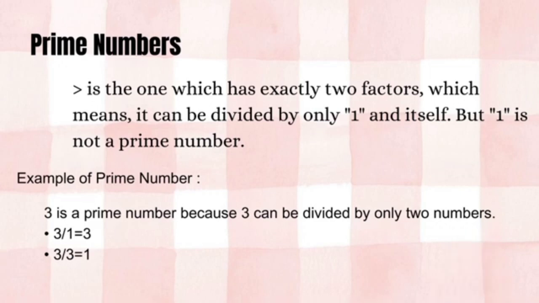Example of a prime number: 3 is a prime number because 3 can be divided by only two numbers. For example, 3 divided by 1 equals 3. 3 divided by 3 equals 1.